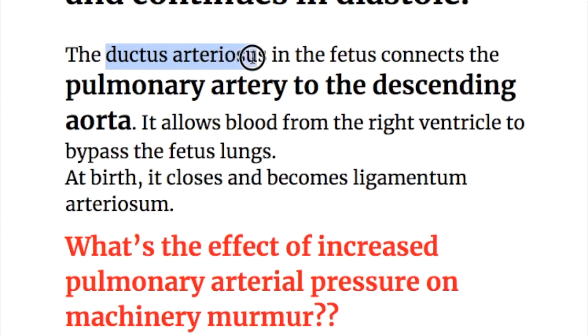The ductus arteriosus in the fetus connects the pulmonary artery to the descending aorta. It allows blood from the right ventricle to bypass the fetal lung. At birth, it closes and becomes the ligamentum arteriosum.